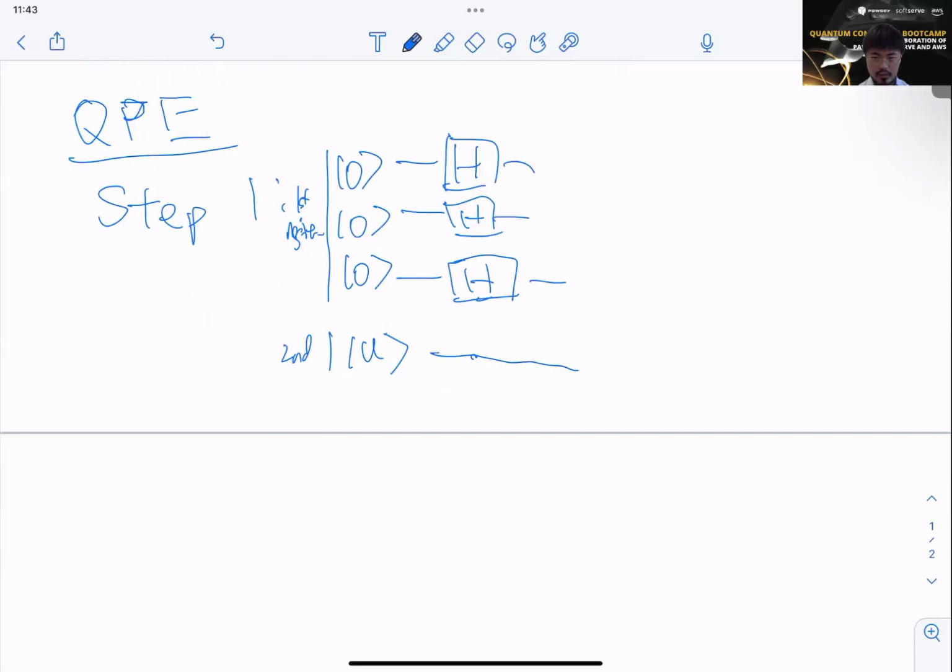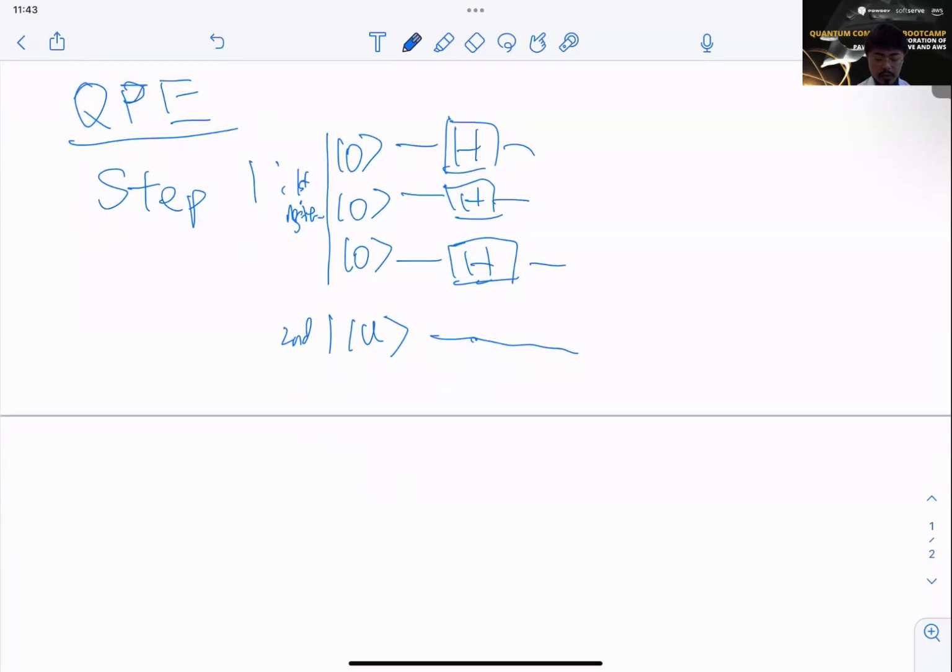1, 1, 1. Are you sure? What does the H gate do? Okay, yeah, it gives us the plus state on the first one. And so instead of writing the plus state, I'm going to be writing in the 0s and 1s instead. I'm going to be lazy and leave out the constant factor.